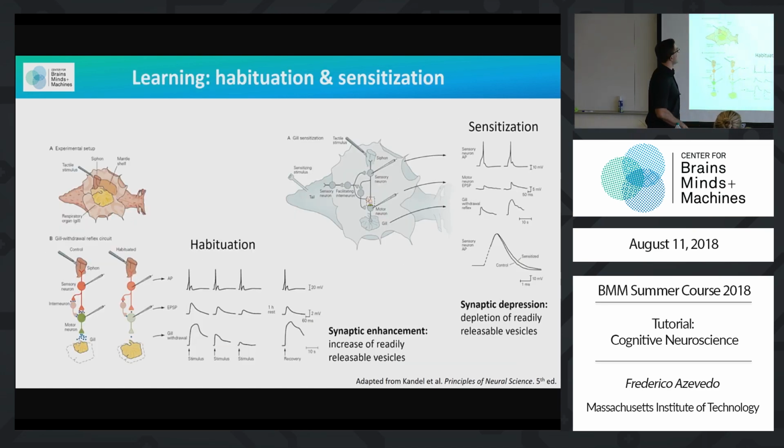And a little bit about learning. There is an experiment that was made by Kandel, the author of this book, where he showed habituation and sensitization in Aplysia. Basically, when you touch the siphon of the Aplysia, the Aplysia has a reflex of retracting the gills. It's a protective reflex. And then what they did was touch the siphon repeatedly and record from different neurons. And then they showed that there is a habituation.